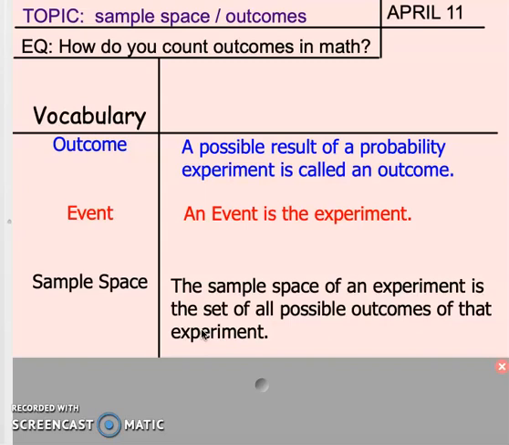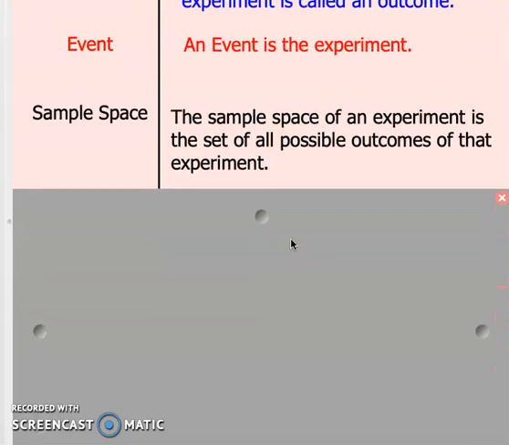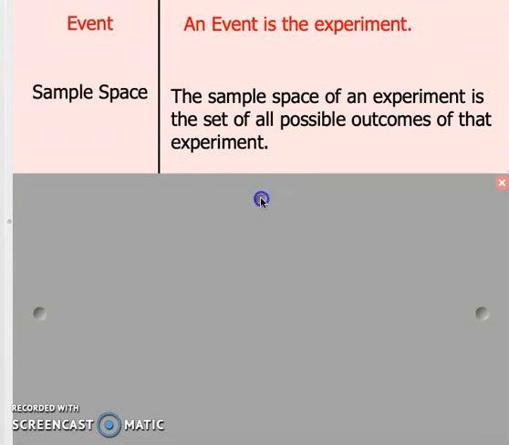Okay. The sample space was all the possible outcomes that could happen, and you figured out how many events were in the sample space last time by creating a tree diagram. Well, today we're going to talk about how to do that using the fundamental counting principle.